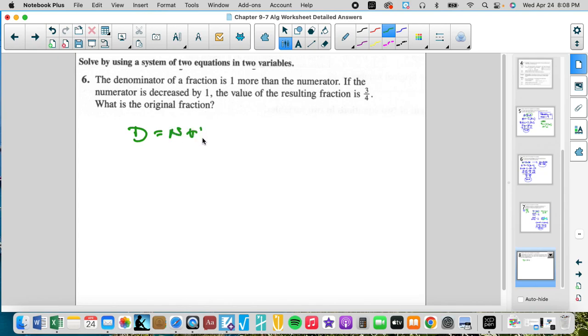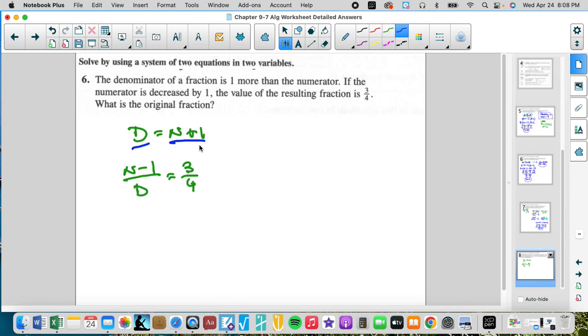The denominator of a fraction is 1 more than the numerator. So numerator plus 1. If the numerator is decreased by 1, the value of the resulting fraction is 3/4. So numerator minus 1 over the denominator equals 3/4. Good. Let's use substitution again.